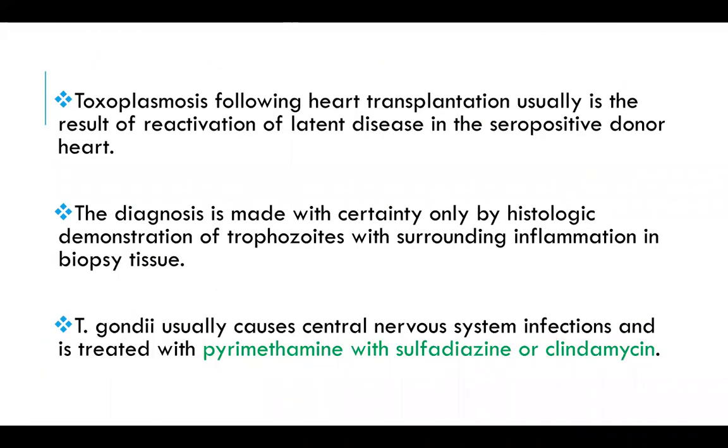Toxoplasmosis following heart transplantation usually is the result of reactivation of latent disease in the seropositive donor heart. The diagnosis is made with certainty only by histologic demonstration of trophozoites with surrounding inflammation in biopsy tissue. Toxoplasmosis usually causes a central nervous system infection and is treated with pyrimethamine with sulfadiazine or clindamycin.